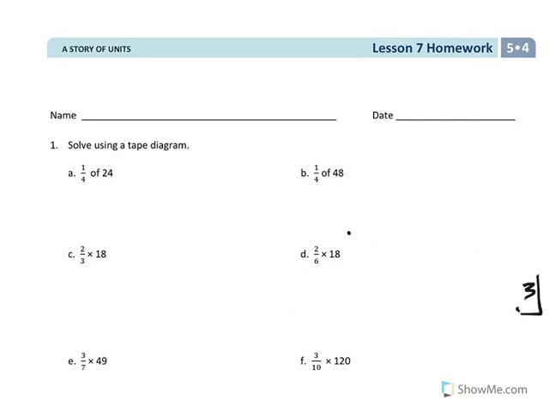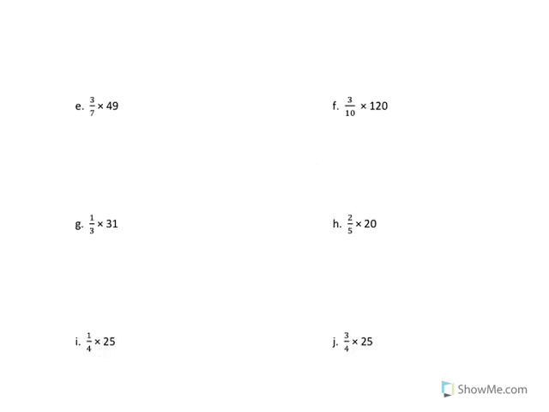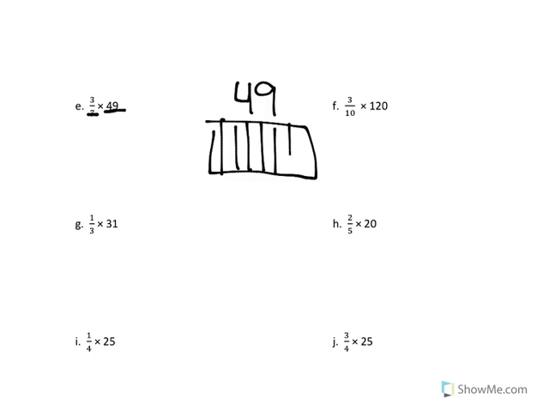Okay. Let's go ahead and go on to E. E is 3/7 times 49. So I need to draw my tape diagram. And this tape diagram would be the total, which is 49. And I would break it up into 7 pieces. 1, 2, 3, 4, 5, 6, 7. And I need, again, to figure out how much one of them is. So in order to do that, I would take my 49.